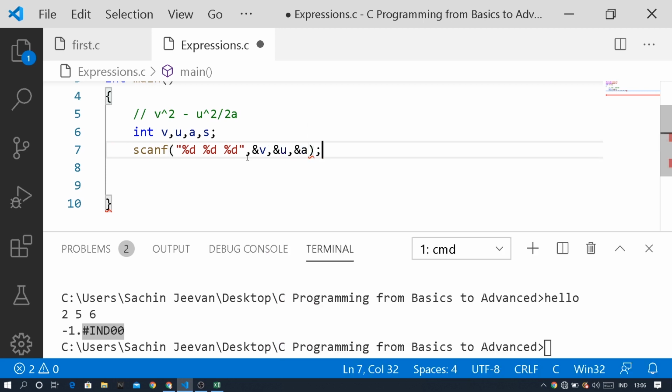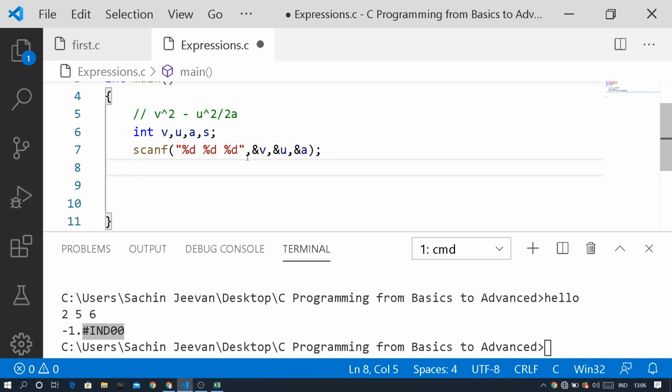After receiving the three inputs we wanted, we need to write s is equal to speed is equal to v square. What is v square? v multiplied by v, then subtracted with u square, u multiplied by u, then divided by 2a. It should not be 2a, it is 2 multiplied by a.